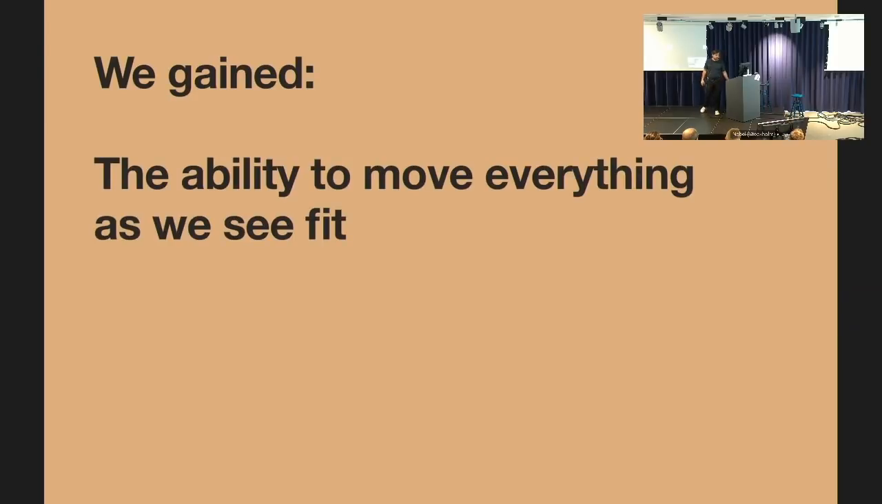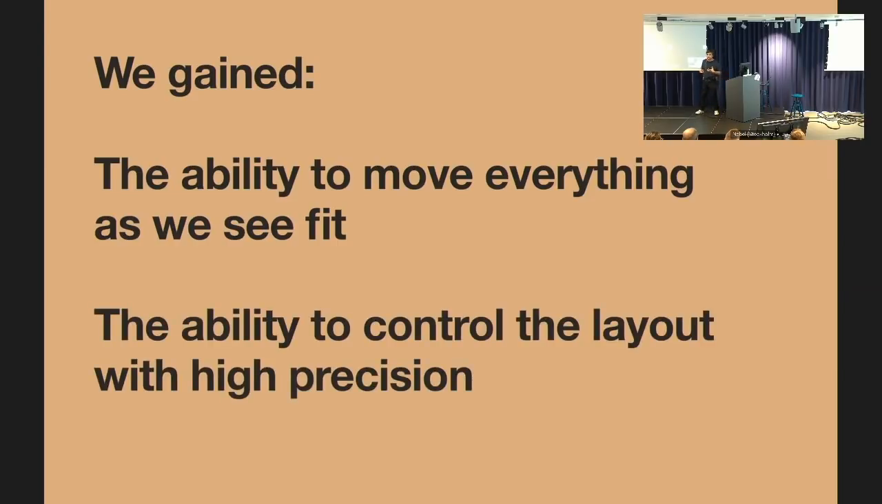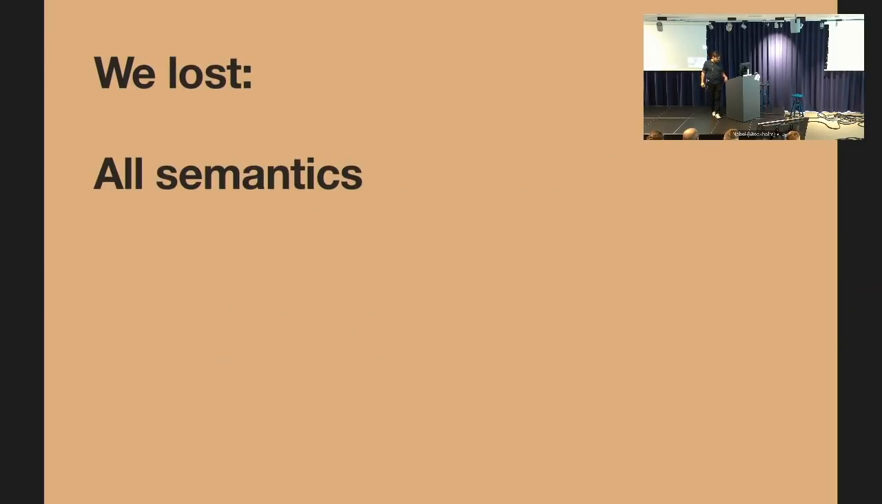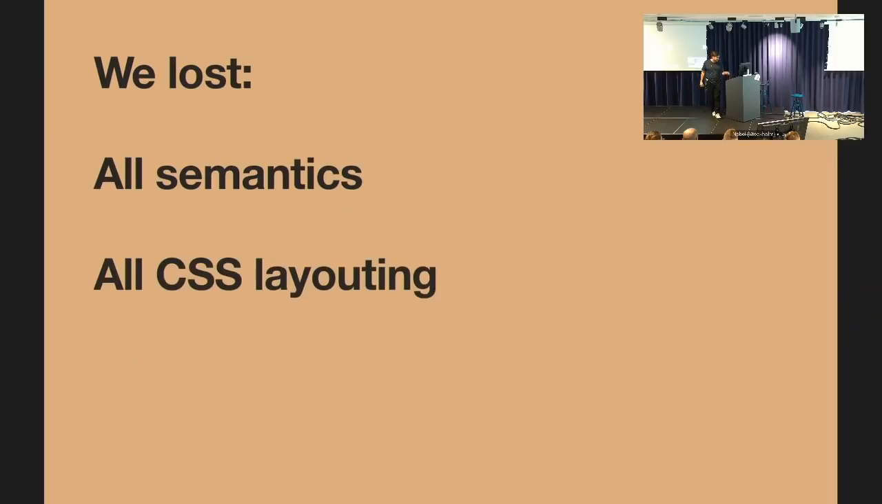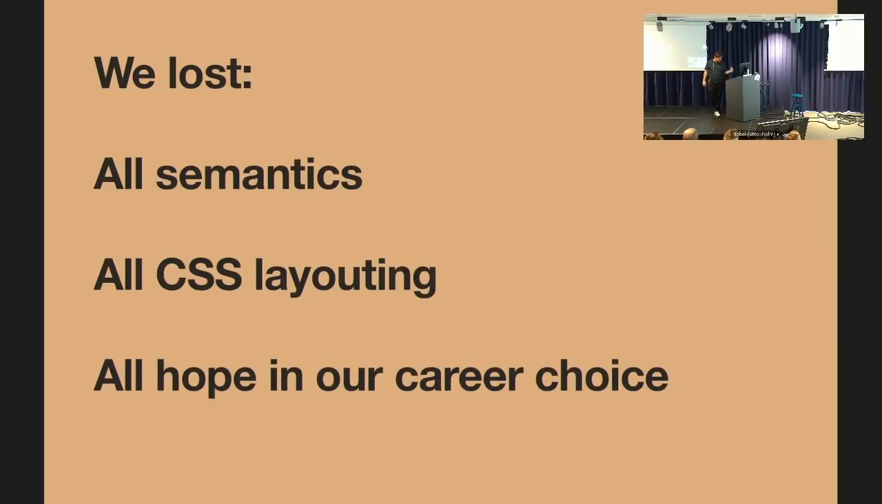We did gain the ability to move everything, so now we can really move things around just fine. And we gained the ability to control the layout with high precision. Instead of relying on Flexbox or CSS Grid, which could have limitations, we can place elements as we see fit. But we did lose all semantic meaning of the markup, all CSS layout as a help. We cannot rely on CSS layouts anymore, and in my case.